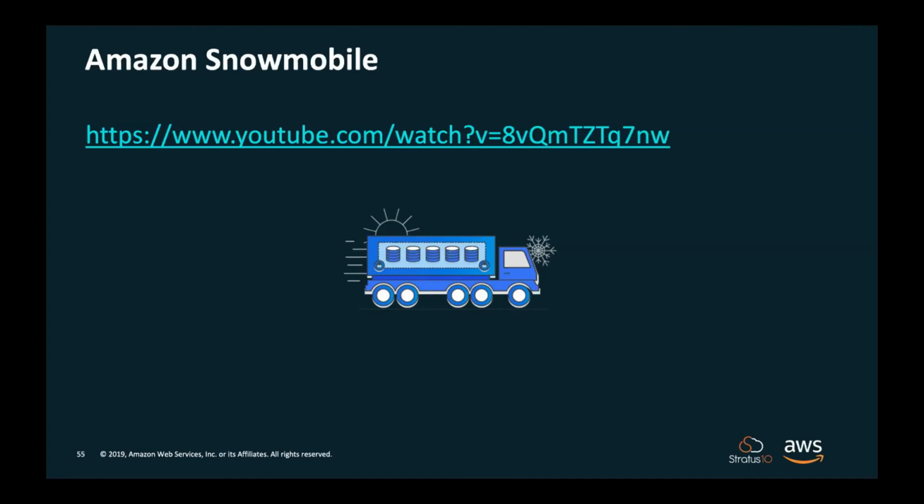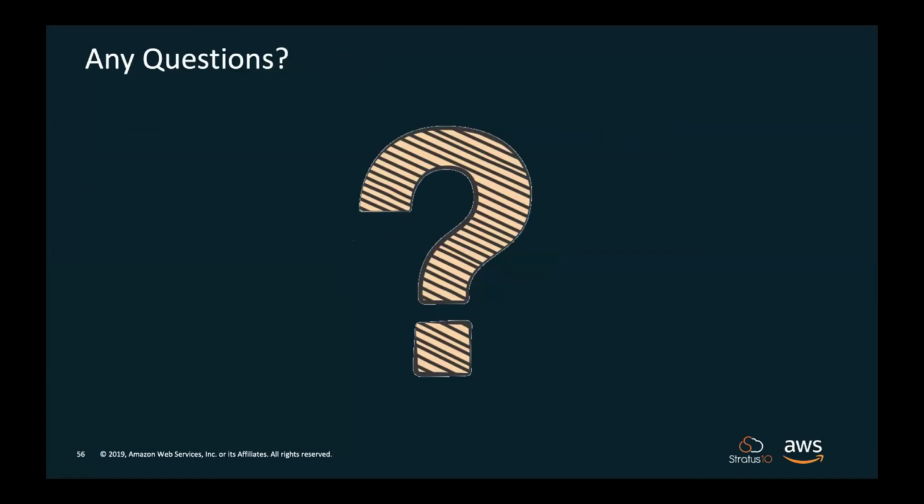It's the unveiling of the Snowmobile where Andy Jassy, the CEO of AWS, is on stage at re:Invent, and this big truck drives up. It was a fun marketing launch for this really cool service. And that is the end of the storage presentation.